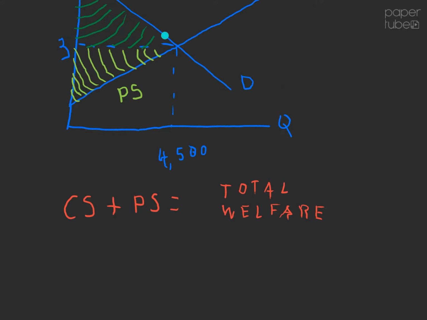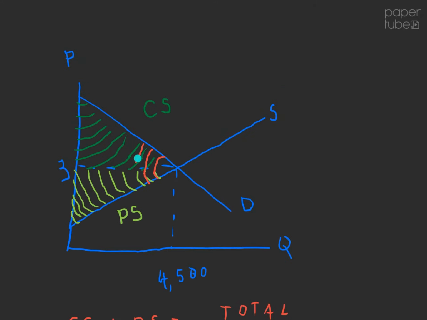Let's just scroll up to our graph real quick, and we're going to shade in this big triangle that is a combination of both the producer surplus and the consumer surplus triangles. And this area here that I've shaded in is the total welfare that the producers and the consumers get from participating in this market.